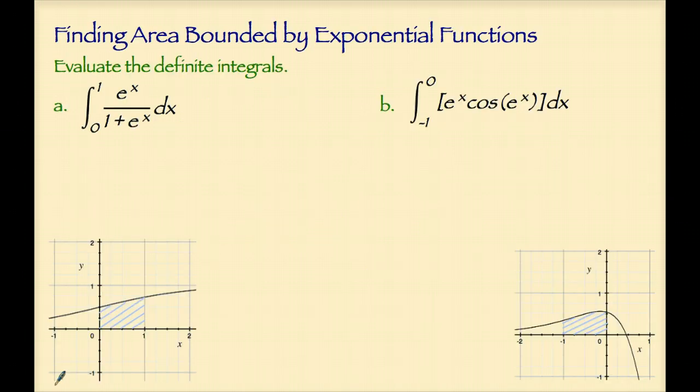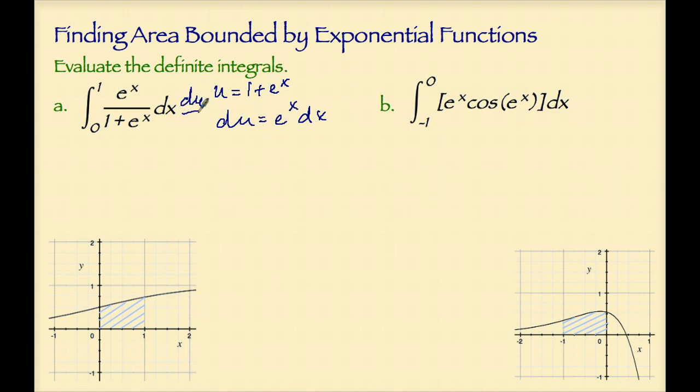Finding area bounded by exponential functions. In these two examples, we're going to evaluate these definite integrals, which will give us the area under the curve between the specified endpoints of integration. Let's examine this first integrand. It looks as though it could be a du over u pattern. If u is equal to 1 plus e to the x, then du is e to the x dx, which is exactly what we have in the numerator.